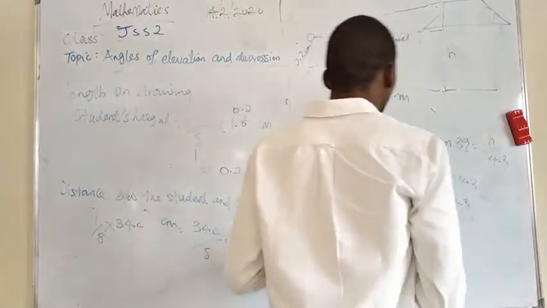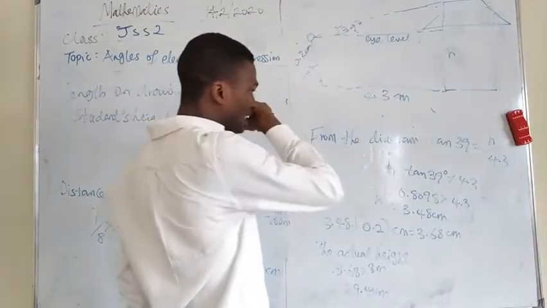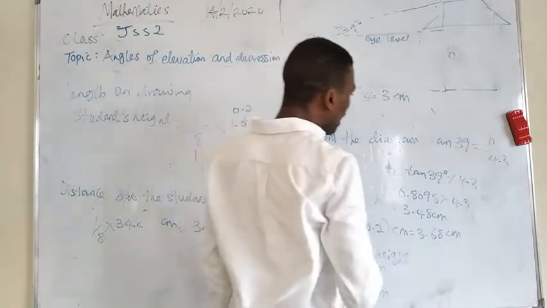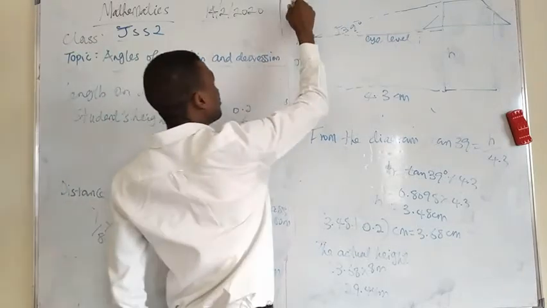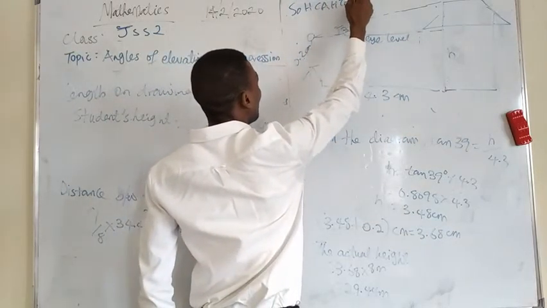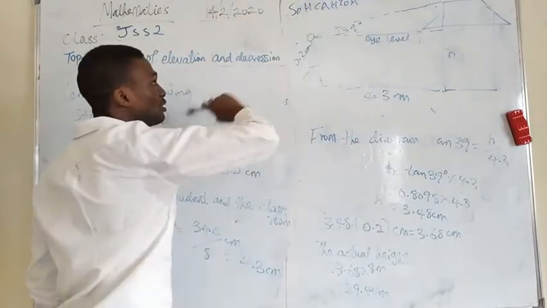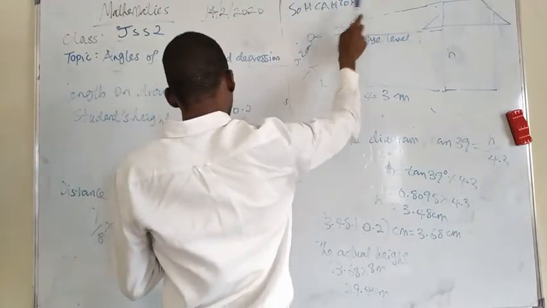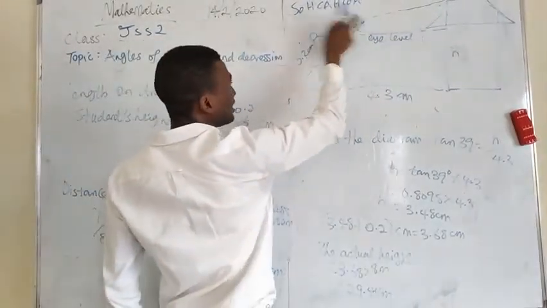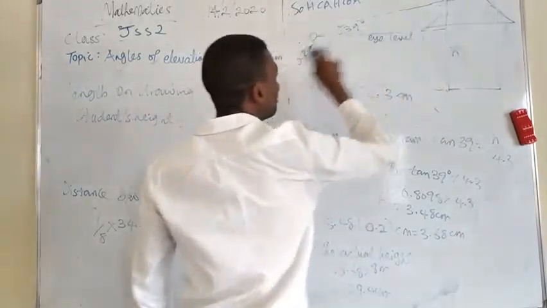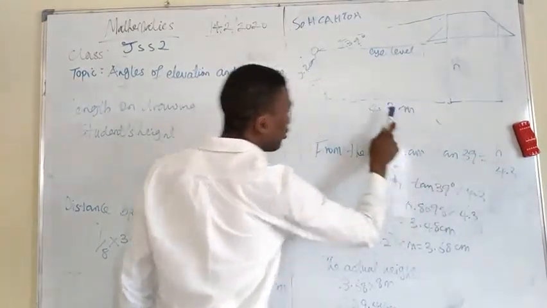After doing that, we say from the diagram, we are now looking for the height of the building. The height of the building is given as tan 39 degrees equal to opposite over adjacent, from SOHCAHTOA. Sine is opposite over hypotenuse, cosine is adjacent over hypotenuse, and tangent is opposite over adjacent. The opposite is not given, so we say tan 39 is h over 4.3.